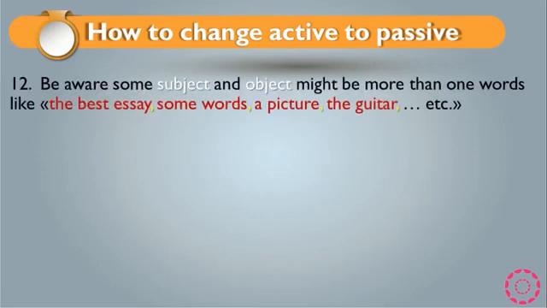Another point that we have: be aware that some subjects and objects might be more than one word, like the best essay, some words, a picture, the guitar. Sometimes two or three words together are the subject or the object. For example, the best essay, some words, a picture, or the guitar can be a subject or an object too.